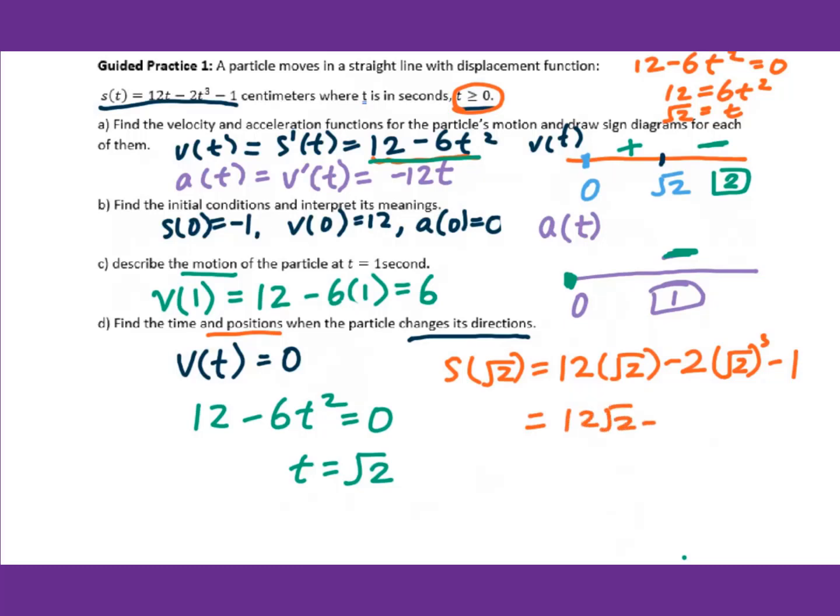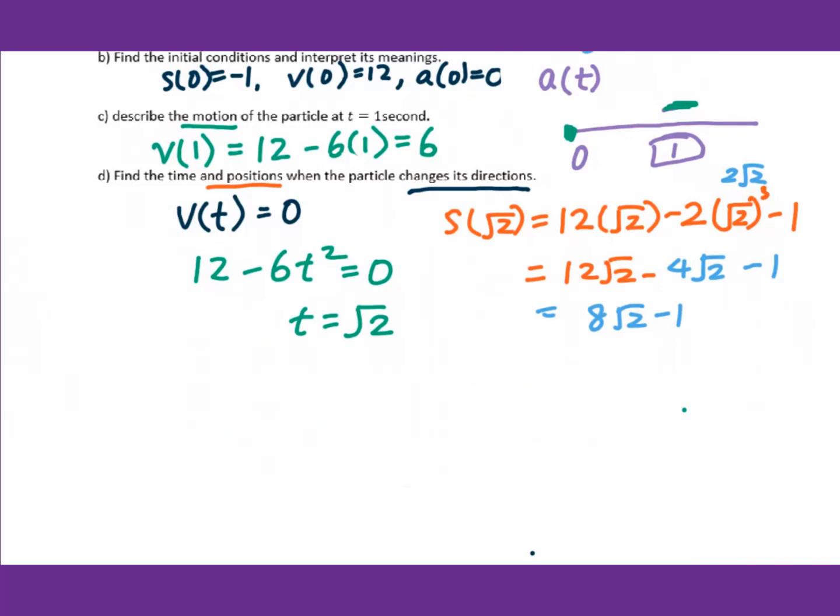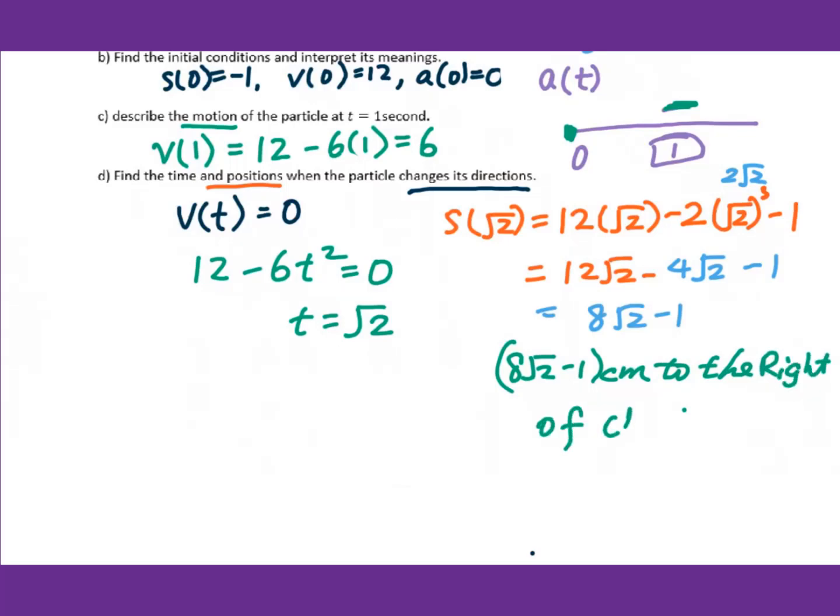You will get 12 square root of 2 minus, for square root of 2 to the third power, you can do: square root of 2 to the third power equals square root of 2 squared times the square root of 2. Therefore, you have 2 square root of 2. Then multiply by 2, you get 4 square root of 2, minus 1. So you have 8 square root of 2 minus 1. The position will be 8 square root of 2 minus 1 centimeters to the right side of the origin.